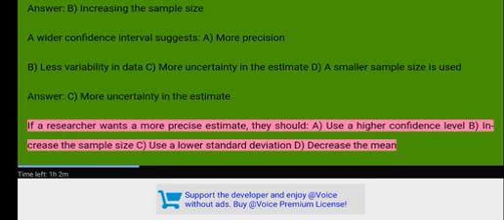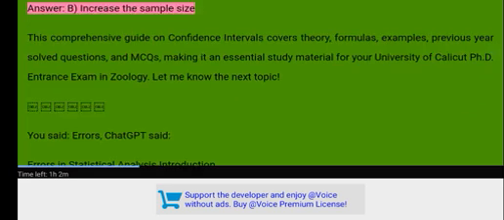If a researcher wants a more precise estimate, they should: A. Use a higher confidence level. B. Increase the sample size. C. Use a lower standard deviation. D. Decrease the mean. Answer. B. Increase the sample size.